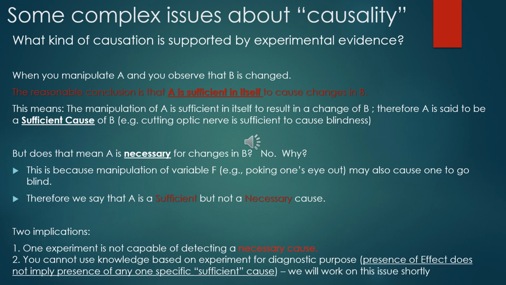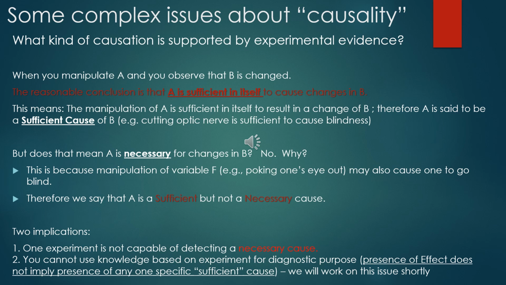The best way to understand the difference between sufficient and necessary cause is to have a specific example. The example I'm using for a sufficient cause is, for example, when you poke your eyes, you will become blind. But that's not a necessary cause, because there may be alternative ways in which you can go blind.